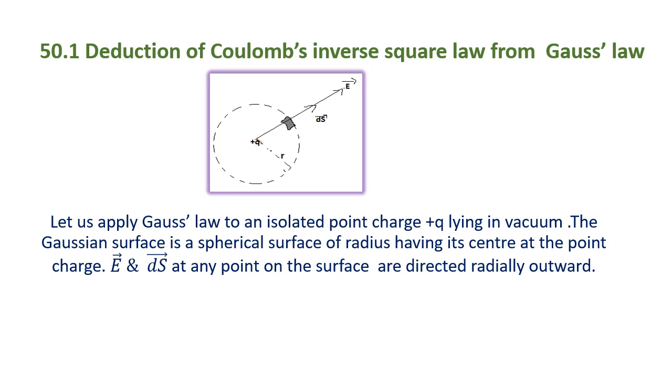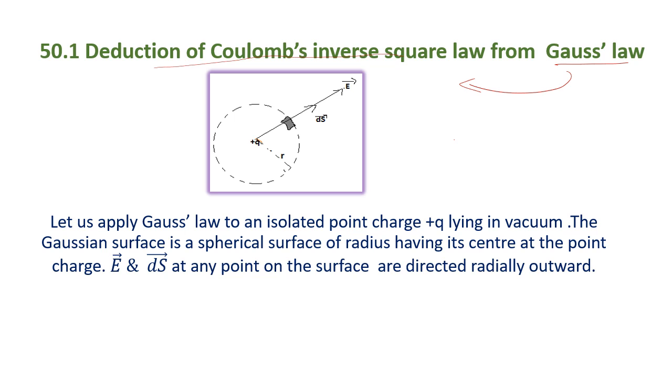Now we will prove Coulomb's law from Gauss' law. Earlier we used Coulomb's law to prove Gauss' law, but now we will go in the reverse direction. That means using Gauss' law we will obtain Coulomb's law. How to prove it? Let us imagine a point charge situated at some point whose magnitude is plus q.